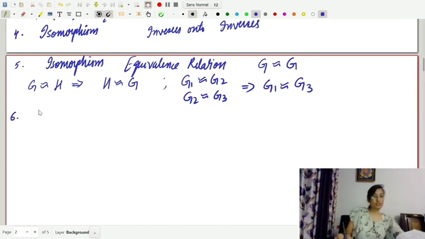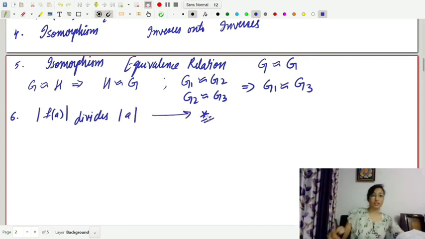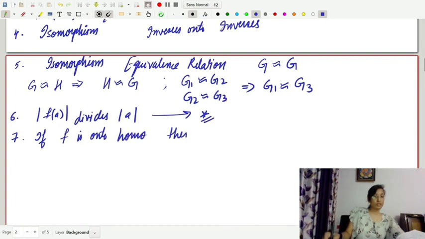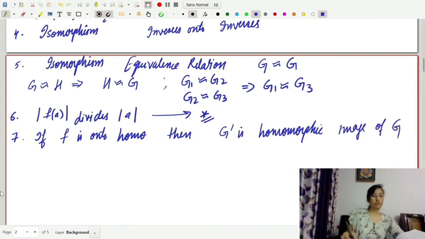The sixth property we have is the order of f of a divides the order of a. This is an important property. You should remember it. Then the seventh property we have is if f is an onto homomorphism, then G dash is the homomorphic image of group G.